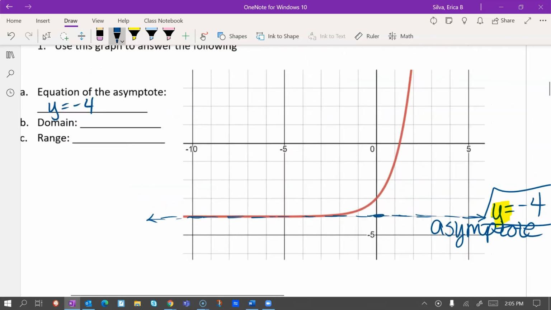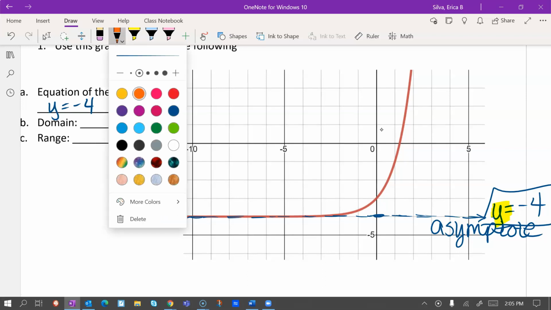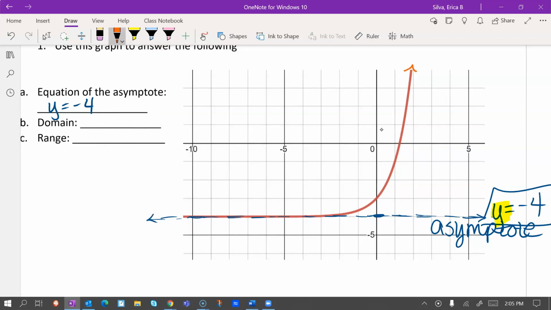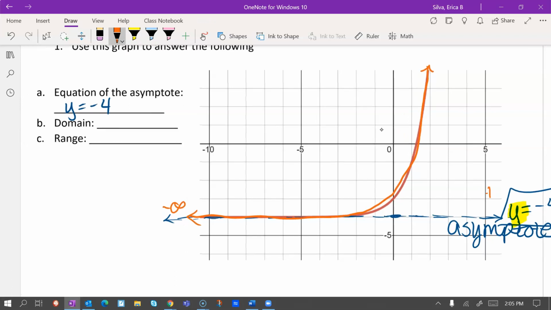Now let's look at the domain. Remember, domain are all the x values that belong to that graph. So if I were to put all of the x values of all of these points that are on this graph, we would start at -infinity and then go all the way to positive infinity. So my domain, all my x values, will be from -infinity to positive infinity, also known as all real numbers.